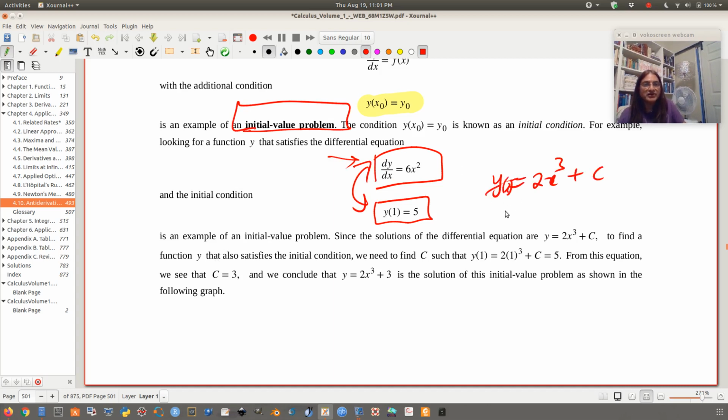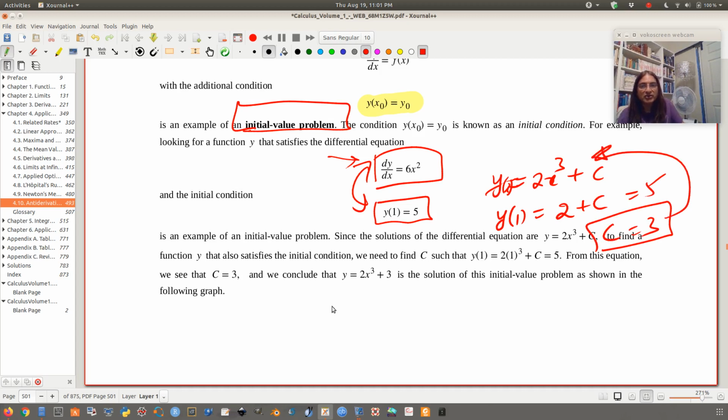Now plug in x equals 1. So y of 1 is 2 times 1 cubed, which is just 1, so 2 plus c. But that is equal to 5. Therefore c is 3. Now plug it back into the equation. So that means our function is 2x cubed plus c, but c has to be 3, because with the initial value, when you plug in x equals 1, we should get 5. This should be satisfied. So the constant that we get when we do the antiderivative becomes useful in solving differential equations when an initial value is given.